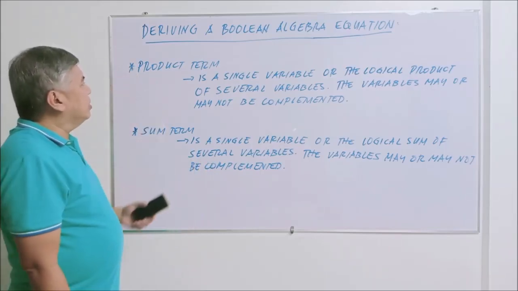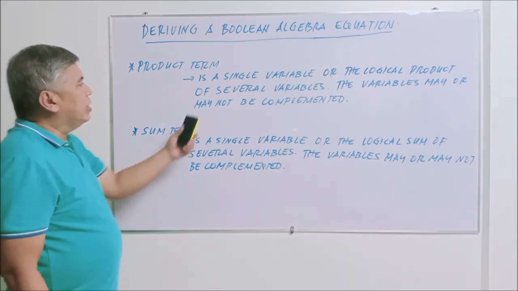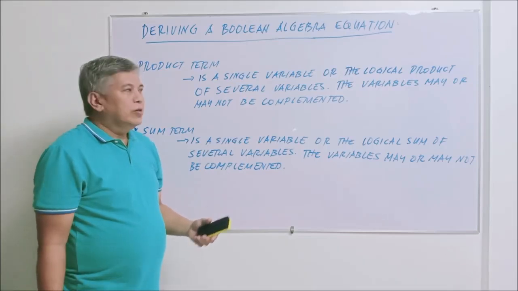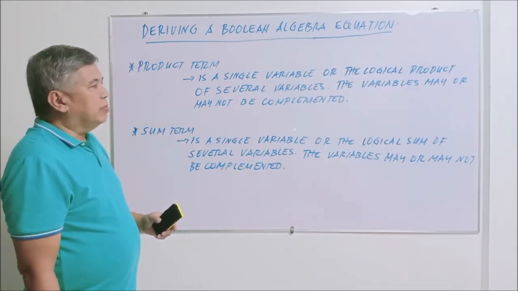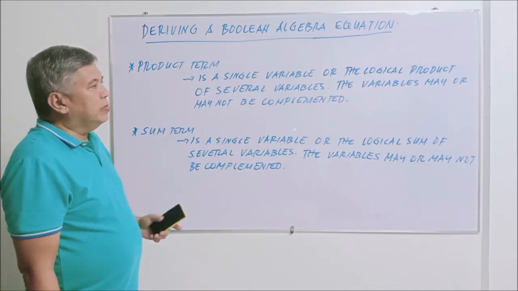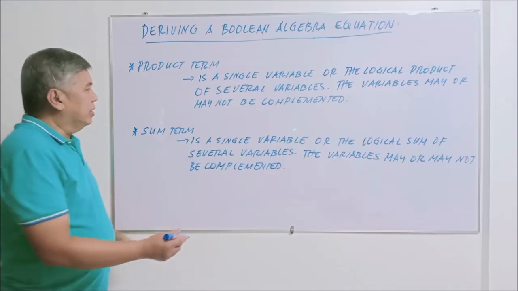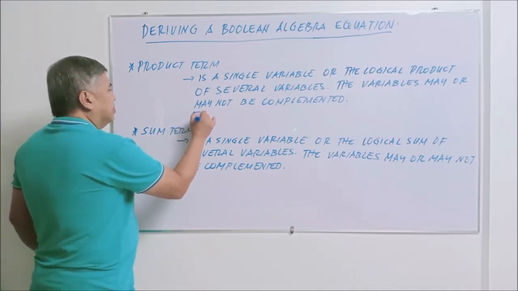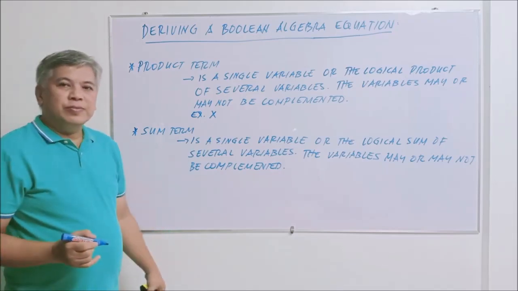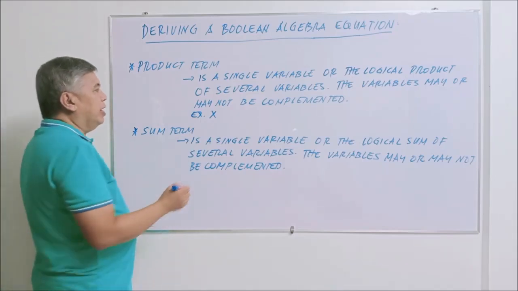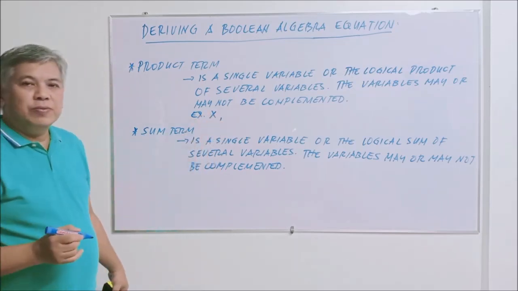So the first one is the product term. So what is a product term? It is a single variable or the logical product of several variables. These variables may or may not be complemented. Example, you have x is a variable, single variable. Okay, that's one basic example of a product term.